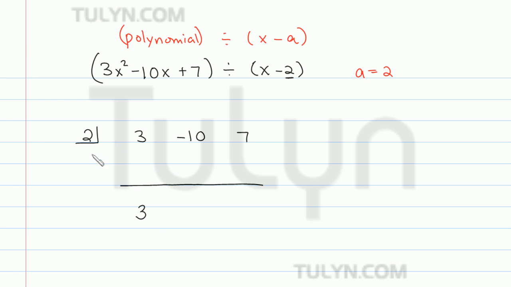So then the next step is I want to multiply this number in the box, the a value, by 3, and then I want to write it up there. So 2 times 3 is equal to 6, and then we evaluate -10 plus 6, which is going to give us -4. So then finally, we do this again, but with this new term, -4. So we multiply 2 times -4, and then we write the result in the next slot. So 2 times -4 is going to give us -8, and then when we add 7 and -8, we're going to get -1.